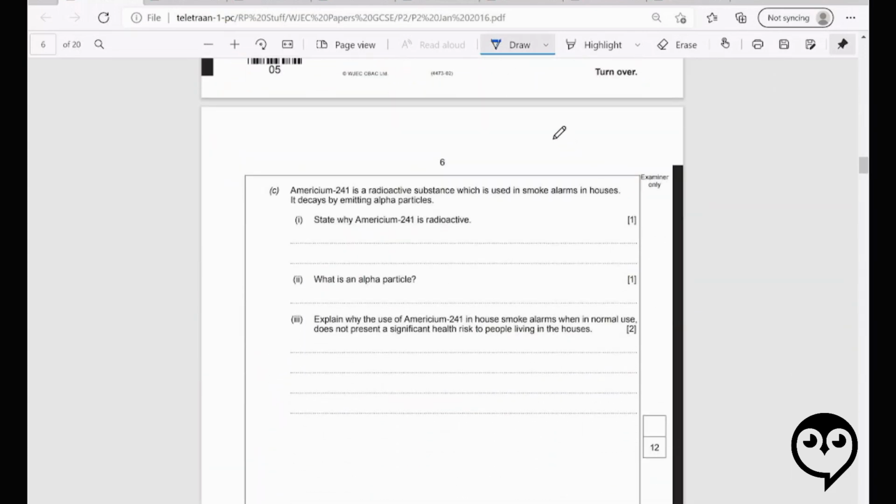Americium-241 is a radioactive substance, and if you've learned about your smoke detectors, why is it radioactive? Well, the nuclei are unstable. That's why they're radioactive. And what's an alpha particle? It is a helium nucleus. You can write the whole word out if you like, but that's fine.